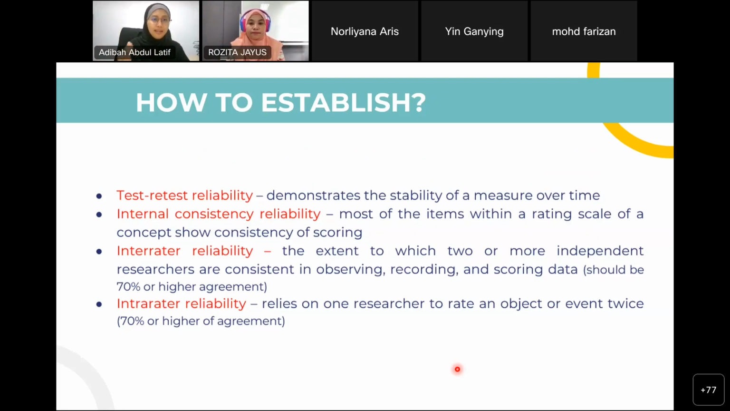So these are the kinds of reliability: test-retest, internal, inter-rater, and intra-rater. But I would say that the majority of us will go for the internal consistency reliability, which is the correlation matrix among the items. That's why you use Cronbach's alpha. Okay, so I think that's all.